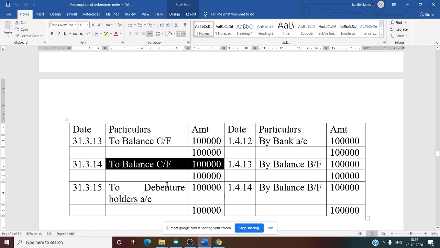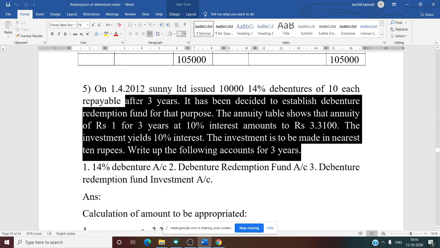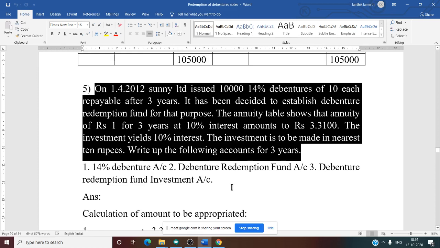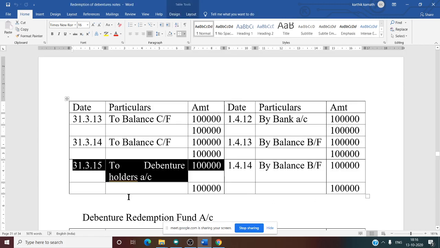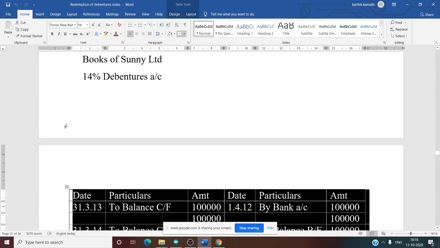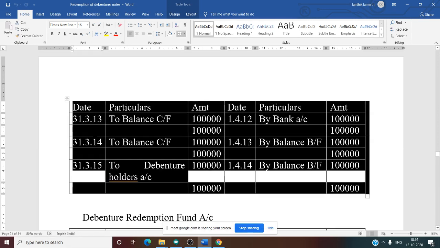That year is also closed. To balance carry forward. Then the last year, 2014-15. Why? Because this is prepared for 3 years, not for 5 years. That means our closing date is 31/3/2015. So the 1/4/2014 opening balance is 1 lakh. At the end of the last year, the company is going to pay the amount to the debenture holder. Entry is debenture account debit to debenture holder account 1 lakh. Account is closed. Very simple account, only 2 entries.